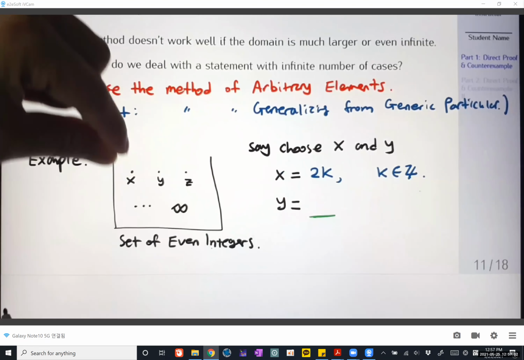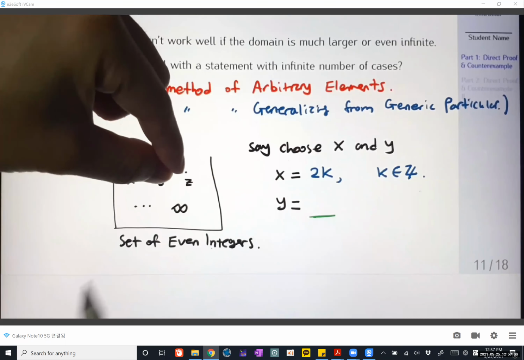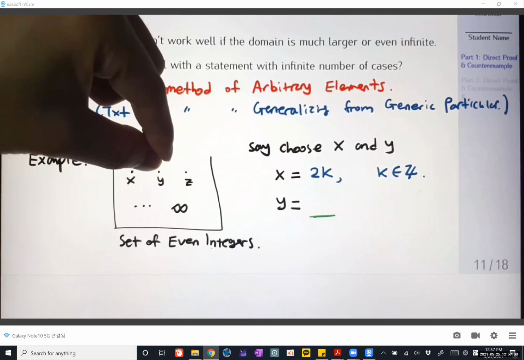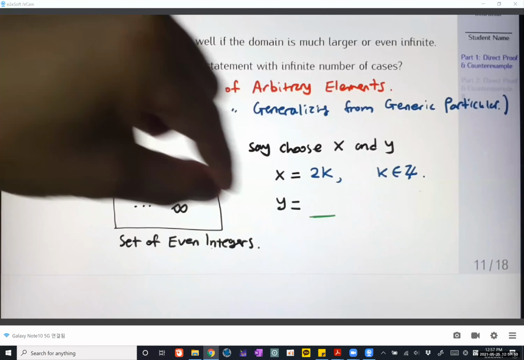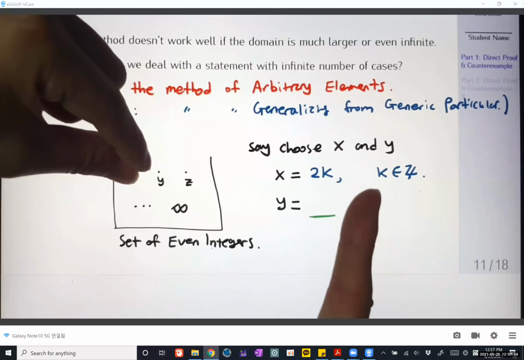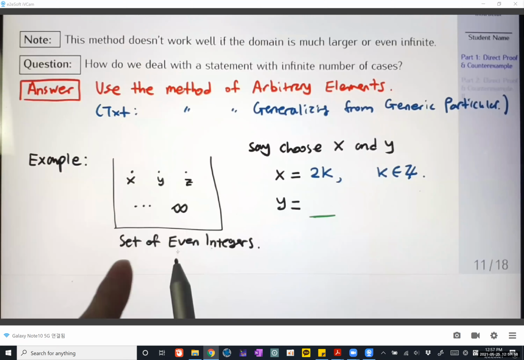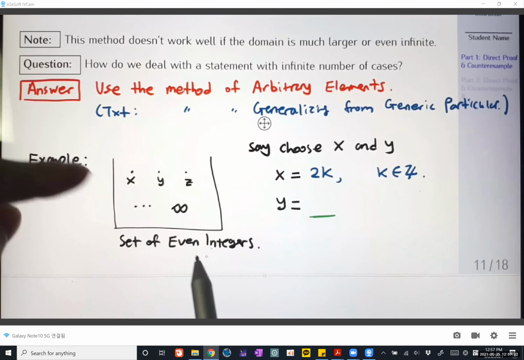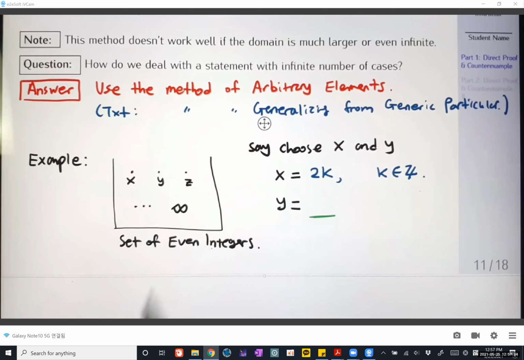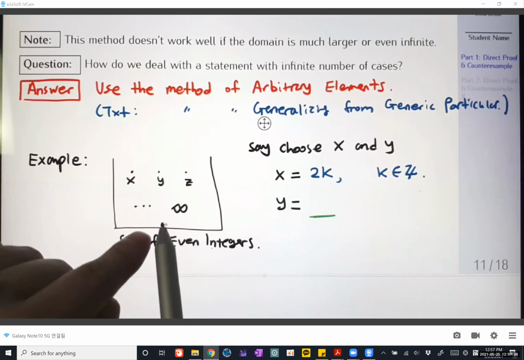X is 2K, and Y is also belong to the set of even integers. Carol, first thing I want to tell you is that this Y belongs to what? Y belongs to the set of even integers. Do you agree? Set of even integers. So having 2K plus 1, it's not possible at the moment because we're not having an odd integer here.